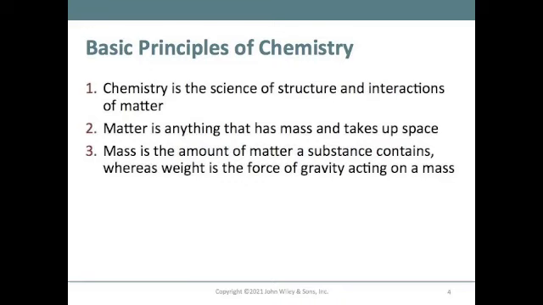Chemistry is the science of the structure and the interactions of matter. All living and non-living things consist of matter. Matter is anything that occupies space and has mass. Mass is the amount of matter in any object, and that does not change. Weight is the force of gravity acting on matter, and that does change. When objects are farther from Earth, the pull of gravity is weaker. This is why the weight of an astronaut is close to zero in outer space.